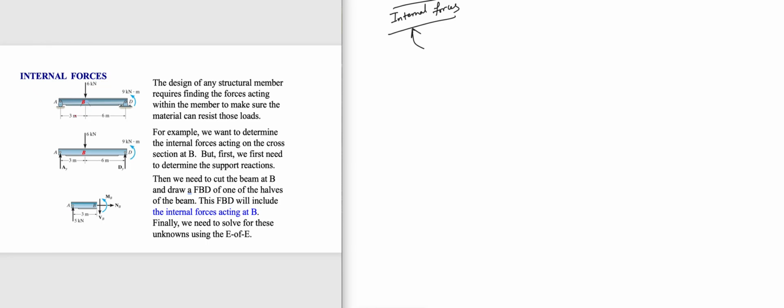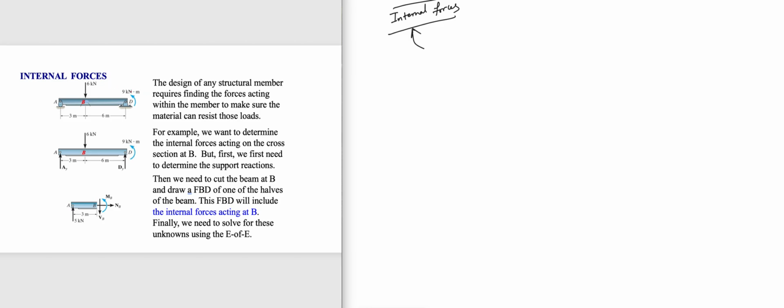For example, let's say there is a structural member. In this case, I'm showing you AD. And there is some loading. Now, a 6 kilonewton force acting at 3 meters from the left edge. 9 kilonewton meter is a moment acting at D. So due to this external loading, what is the external loading? Like I said, the external loading is a 6 kilonewton vertical force acting down, and 9 kilonewton meter acting at point D in the counterclockwise direction. These two are external loadings.